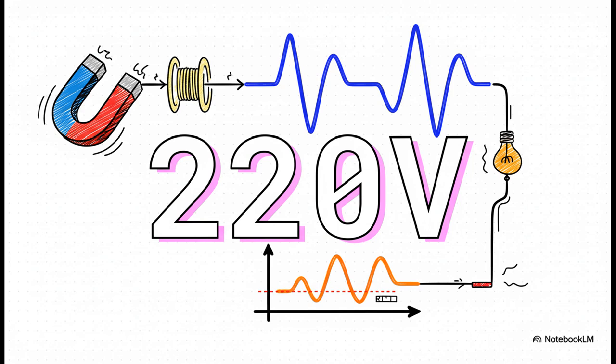So, when you look at an appliance and you see a number like 220 volts, or 120 volts in some places, you're not looking at the average voltage, because that's zero. And you're not even looking at its peak voltage. You are looking at the RMS value, the effective power.